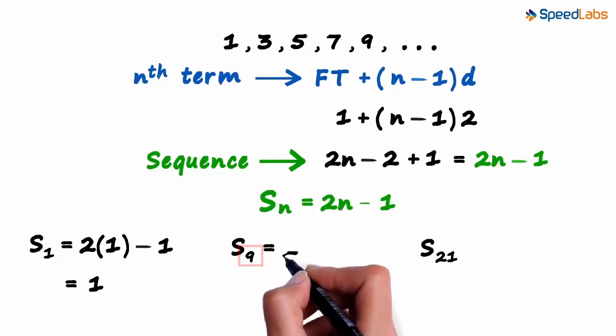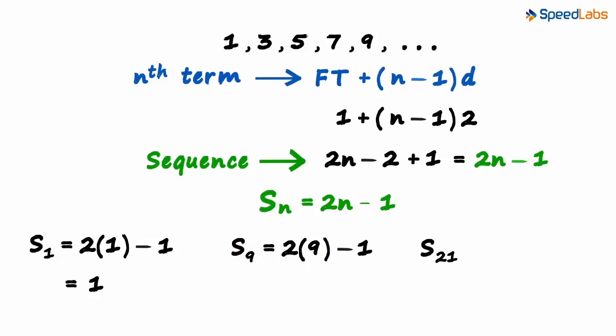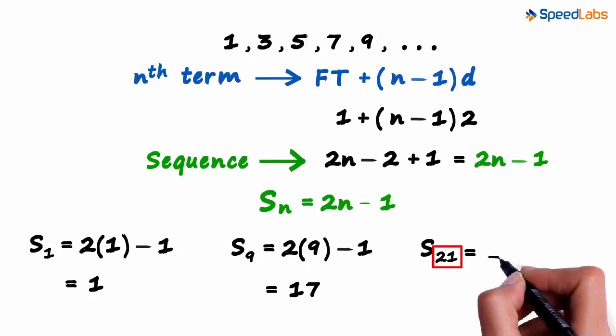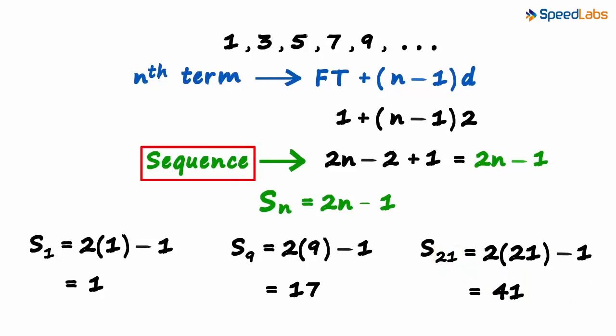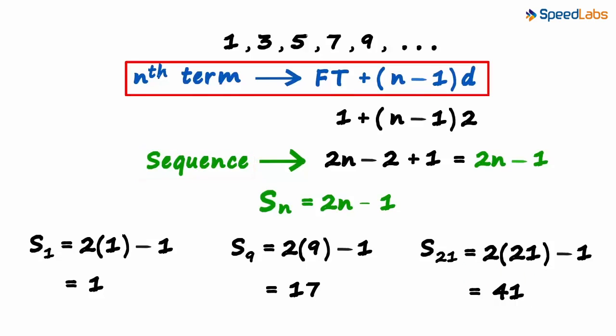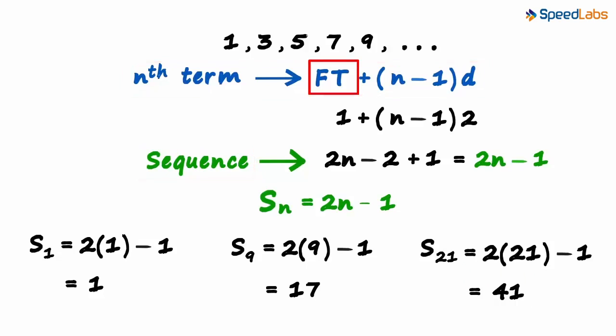The 9th term will be 2 times 9 minus 1, which equals 17. And the 21st term will be 2 times 21 minus 1, which equals 41. 41 is the 21st term of this sequence. So to define the sequence, we just use the nth term formula and substitute the values of the first term and the common difference. We will look at a couple of sequence examples in the next part of the session.